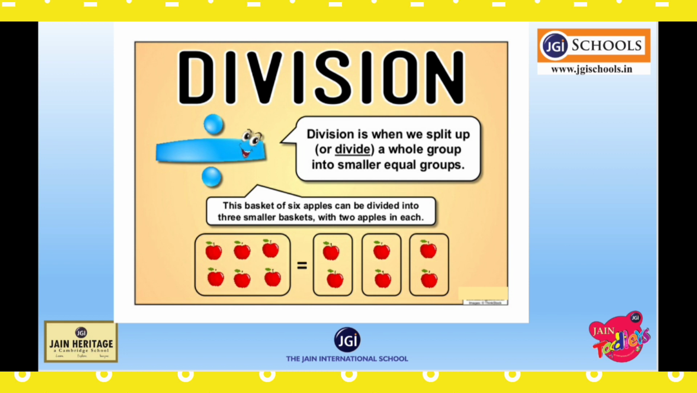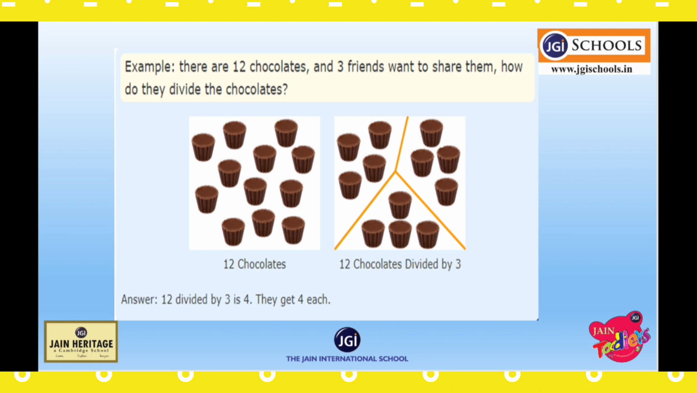Divided means what? They are parted. Okay, equally shared or parted, and it is equal. See, 2 apples in each group, right? It is equal in each group, right? Therefore, division is when we split up or divide a whole group into smaller and equal groups. Okay. So, now the next example.